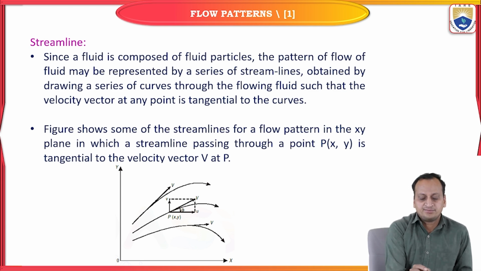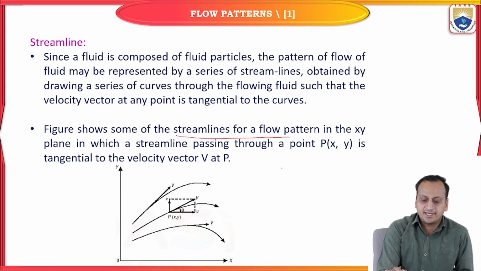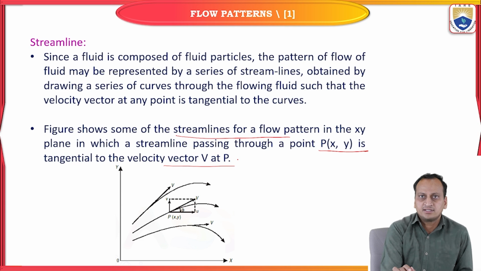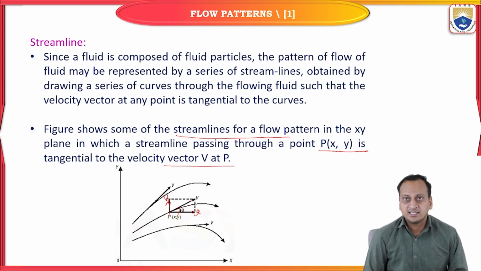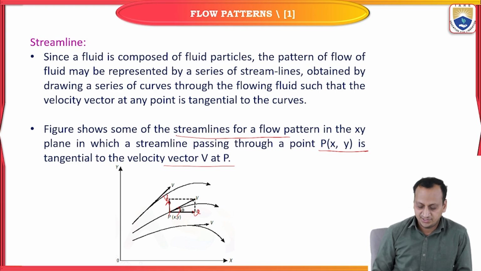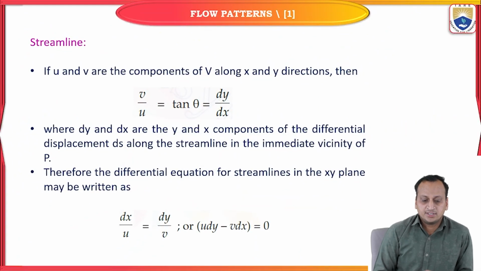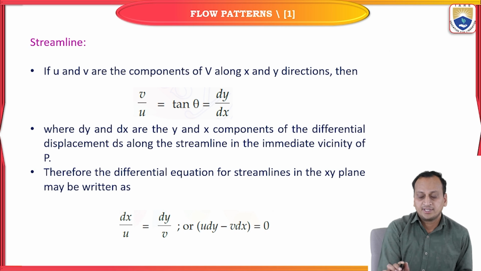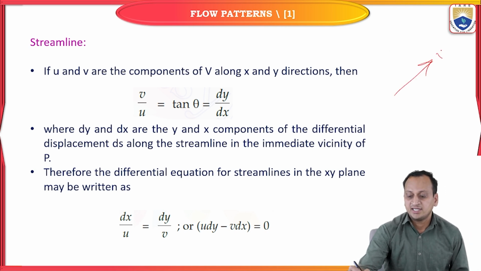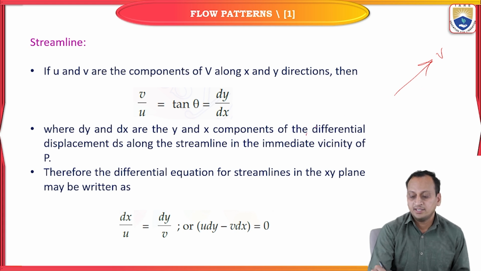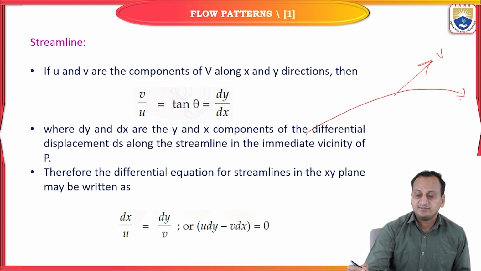The figure shows streamlines for a flow pattern in the xy plane, in which the streamline passing through a point P is tangential to the velocity vector V at P. As discussed earlier, small u is the component of velocity along x, small v is the component of velocity along y, and at an angle theta the velocity of the fluid particle V is represented. If u and v are the components of velocity, then V is the velocity vector of a fluid particle drawn along a curved line, and the tangential velocity V is drawn like this.